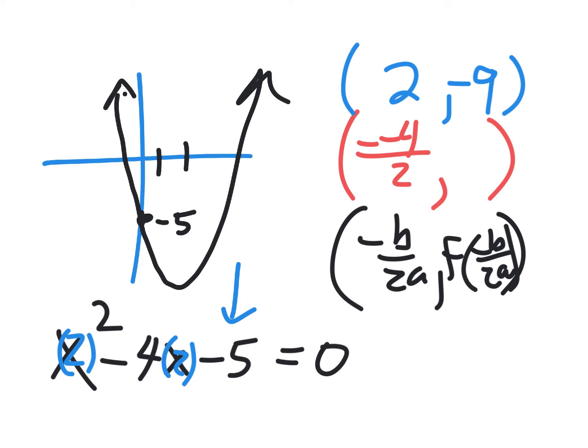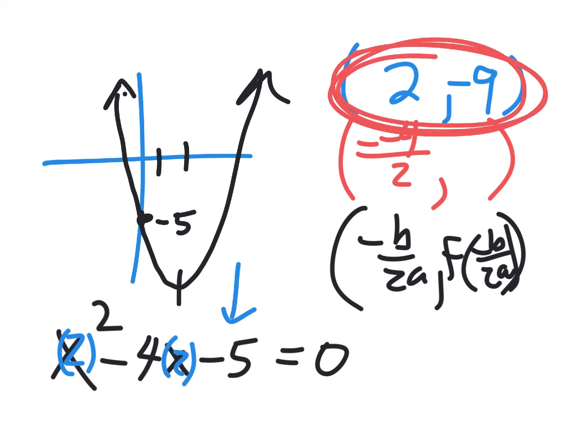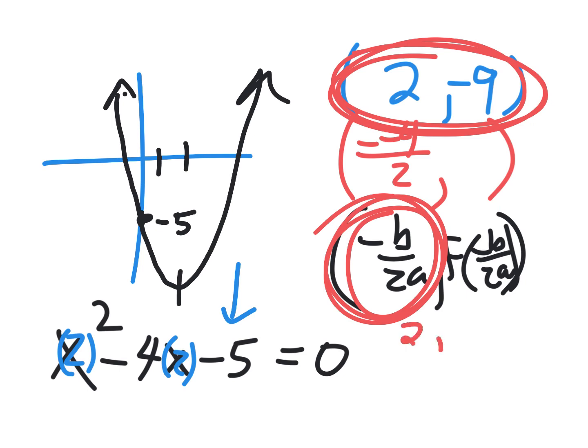All right? Do you get how I got the 2, negative 9? It was the vertex. I got it by doing negative b over 2a and then taking that number, which was 2, and sticking it in the function. And then that gave me the negative 9 by sticking the 2 right there.